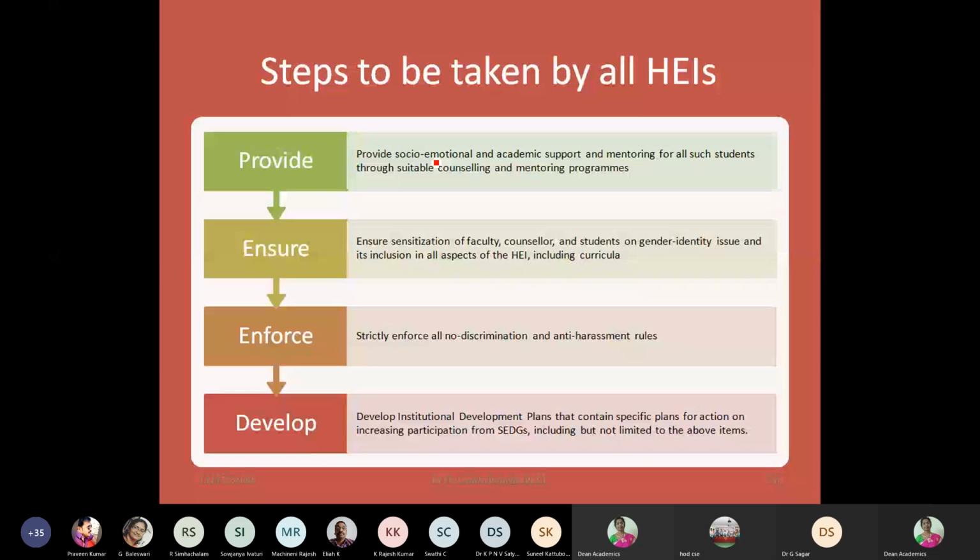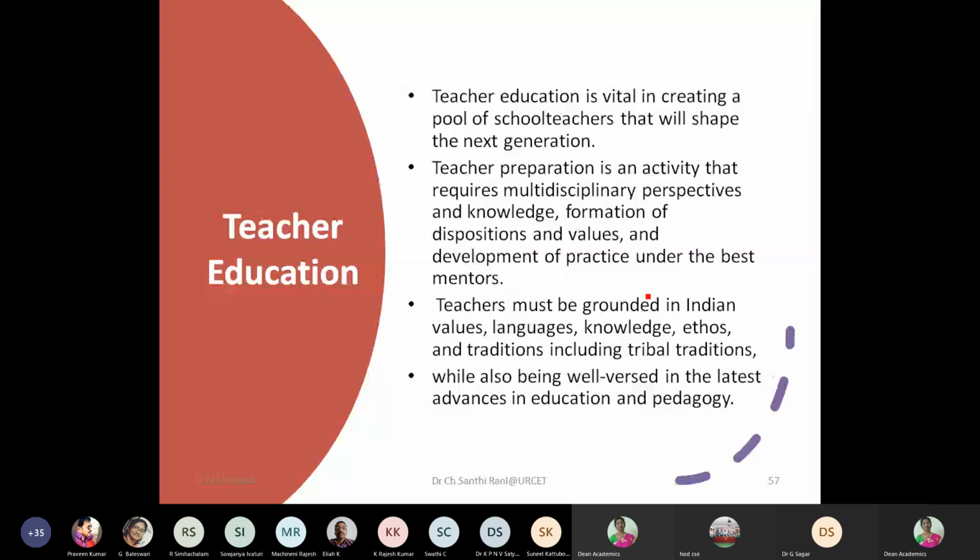Okay, provide socio-economic and academic support, mentoring for all the students, with suitable counseling and mentoring programs, and strictly enforcing all no-discrimination and anti-harassment rules. Like that, those are some of the steps to be taken by higher educational institutions.